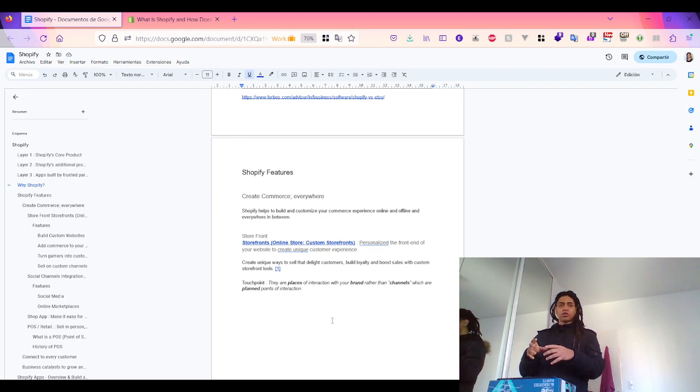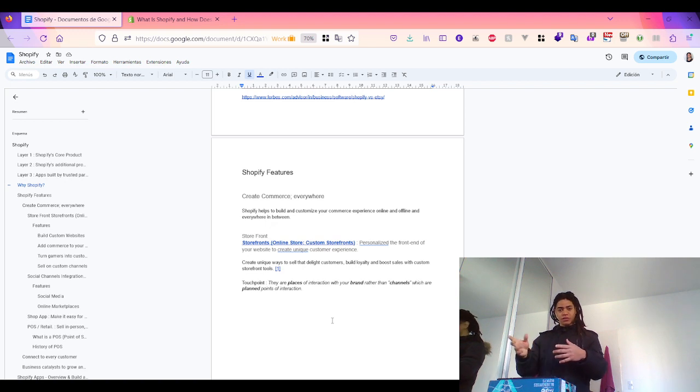And here it's important to understand that there are several touch points or places of interaction with your brand. That can be the web, the mobile, the marketing, third party service, print, people, and products. So recognizing this is important because with that, now you can see what are the things that the storefront allows you.